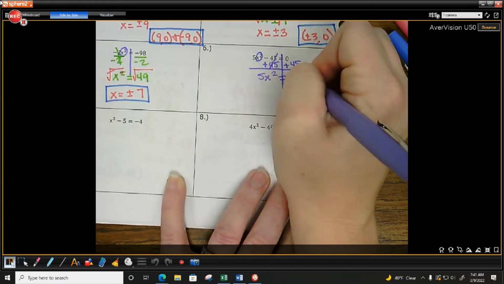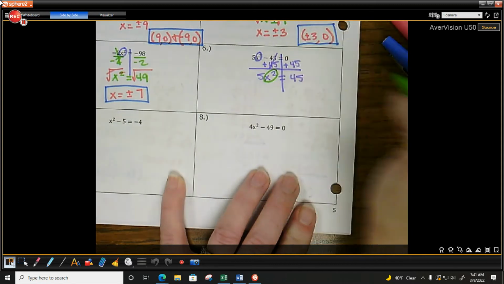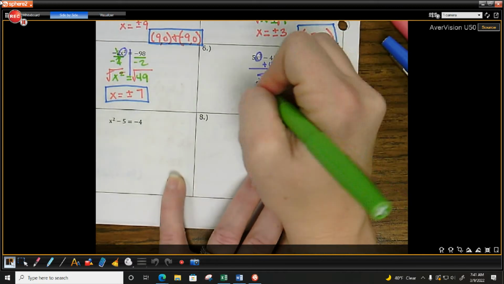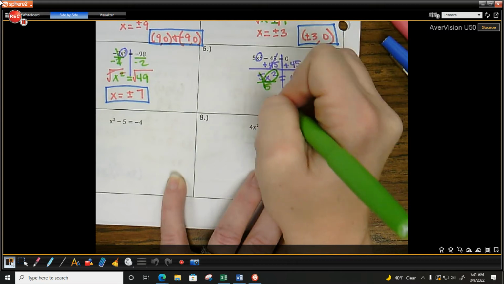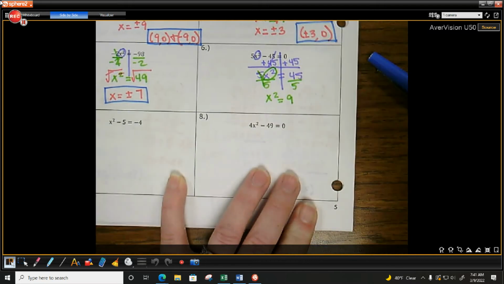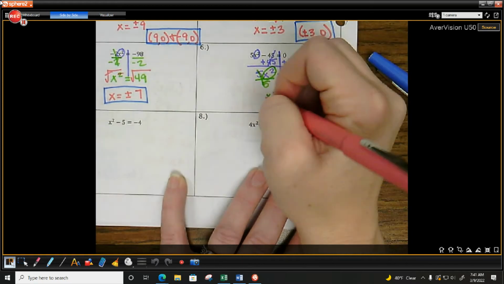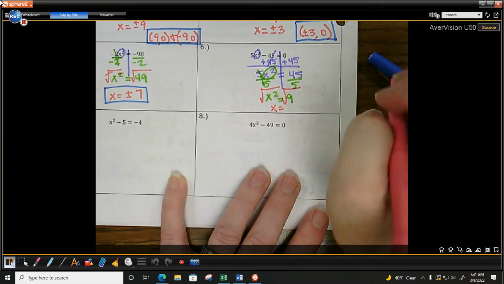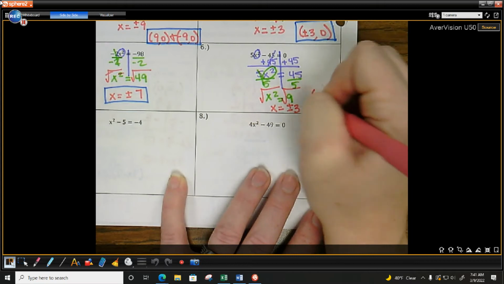I still need x squared by itself. So what are we going to do next to get x squared by itself? Divide both sides by 5. And we get x squared equals 9. Now x squared is by itself. What do we do to get rid of the square? Square root it. So I get x equals plus minus 3. So that's plus minus 3 comma 0.